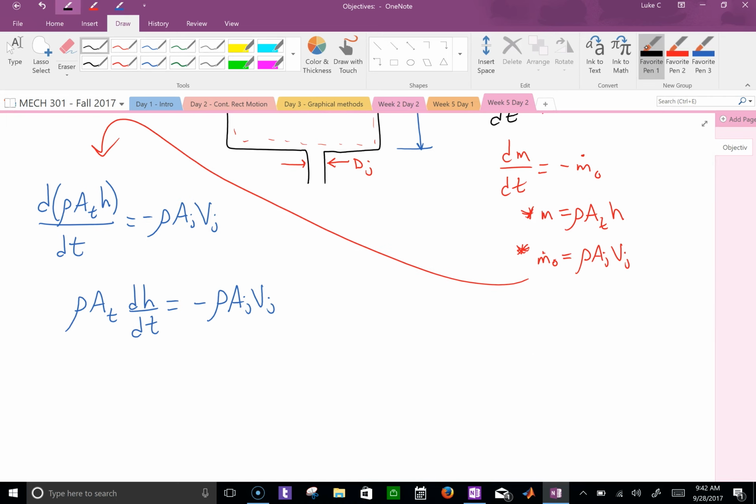She's good. All right, so I plugged in m and I plugged in m dot. And what can we cancel now? Rho, because it's incompressible. Why did you take that out of the parenthesis up here? Because rho and AT are constants. Otherwise, you kind of have to do a chain rule. And when you do the chain rule, it's so much easier right now to just take them out.